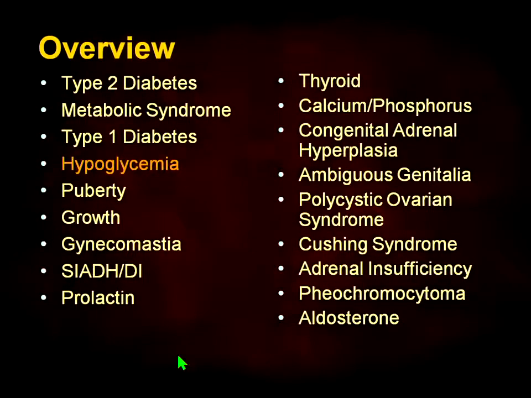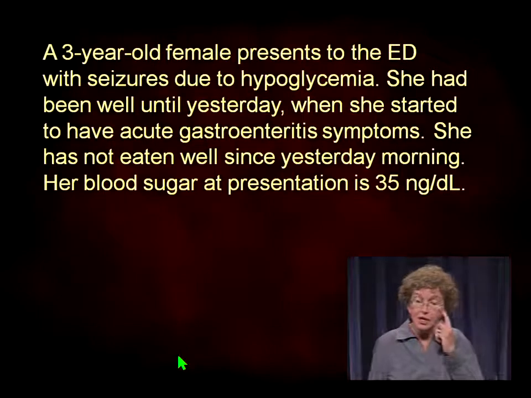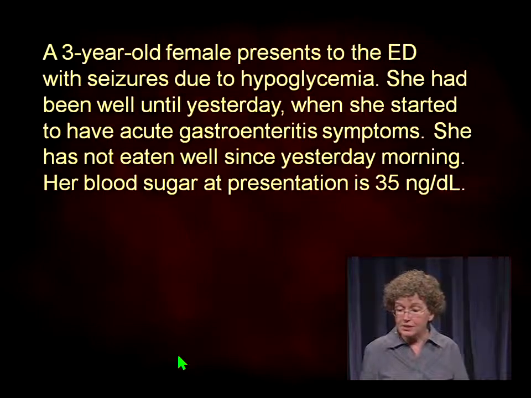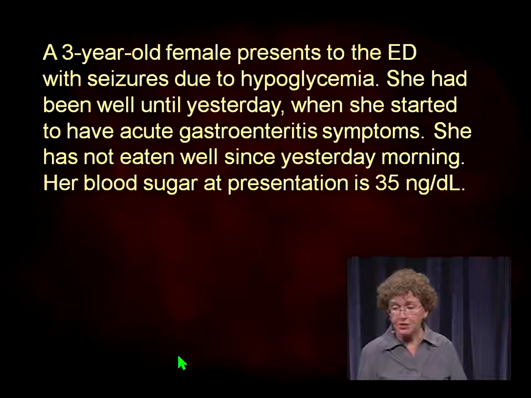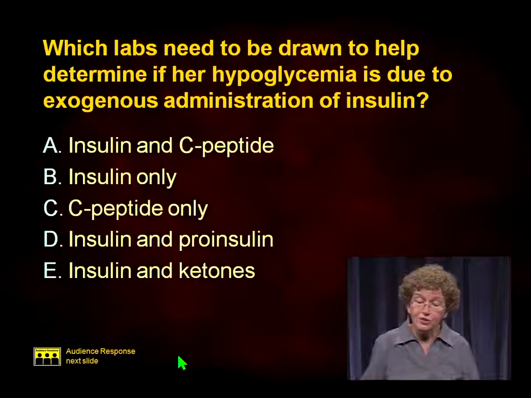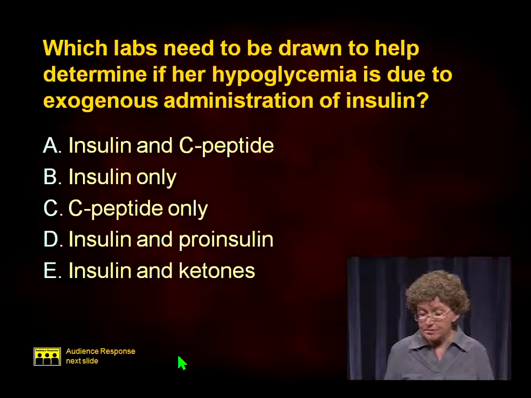Okay, some hypoglycemia. A 3-year-old presents with seizures due to hypoglycemia. She'd been well until yesterday when she started to have acute gastro. She has not eaten well since yesterday morning. Her blood sugar is 35. Which labs need to be drawn to determine if it's due to exogenous administration of insulin? Insulin and C-peptide, insulin only, C-peptide only, insulin and proinsulin, or insulin and ketones?